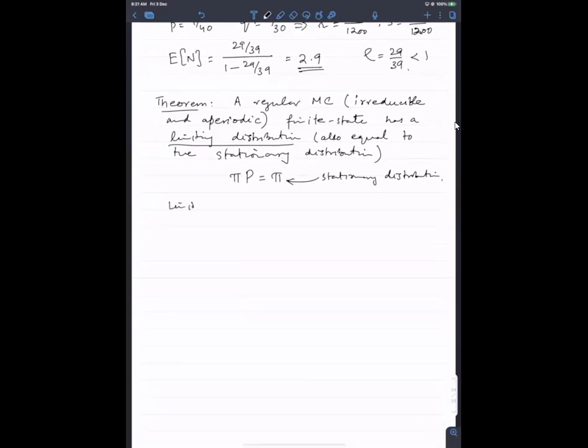So what is the limiting distribution? Start in any distribution, P0, P1, and so on. Start with any distribution and then stay here for a long enough time, P power n with n very large, going to infinity, then you will end up getting this limiting distribution.